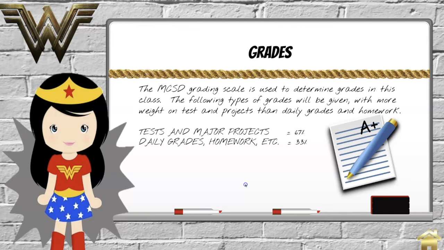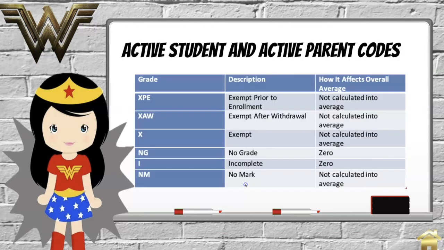The following types of grades will be given, with more weight on tests and projects than daily grades and homework. Tests and major projects equal 67%. Daily grades, homework, equal 33%. In active student and active parent, there are codes. Occasionally you will see an X, which means you are exempt from that assignment.